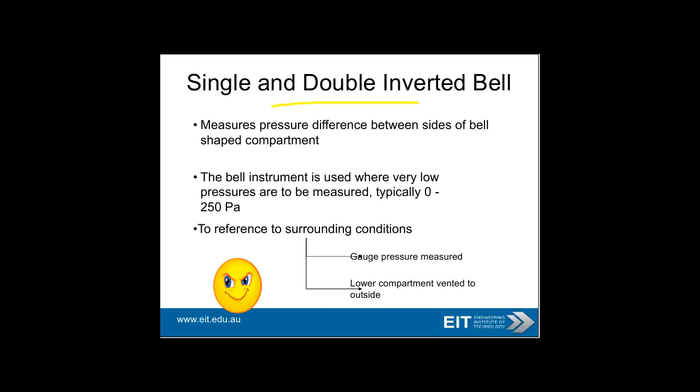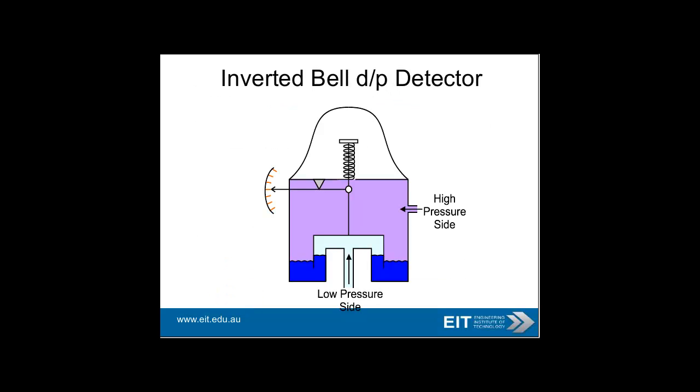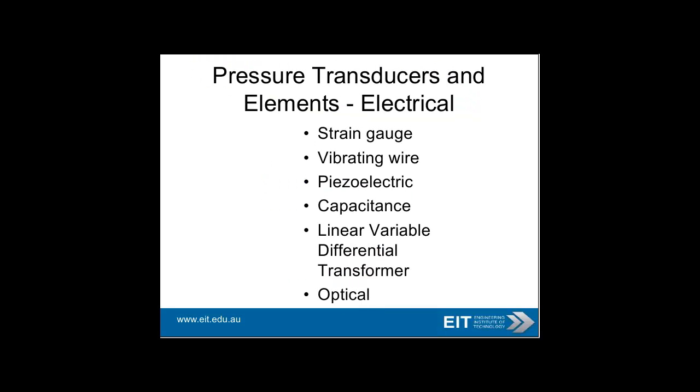Otherwise, single and double inverted bell is the other one. Here's a single inverted bell differential pressure detector. As far as electrical transducers are concerned, excuse that bong bong bong sound, there are strain gauge, vibrating wire, piezoelectric, capacitance, LVDT or linear variable differential transformer, and optical. So it's quite a range of animals there to use.